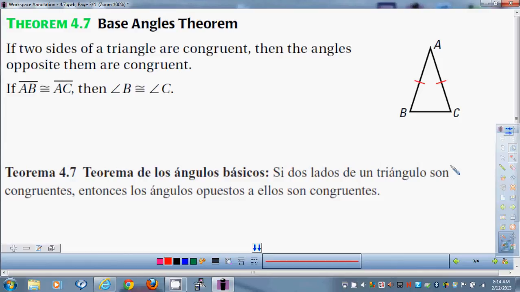Now, you don't have to write that word for word, but you are going to need to know that theorem. 4.7 is the base angle theorem, which I will probably normally just call BAC. And it says that if two sides are congruent, then their opposite angles are congruent.